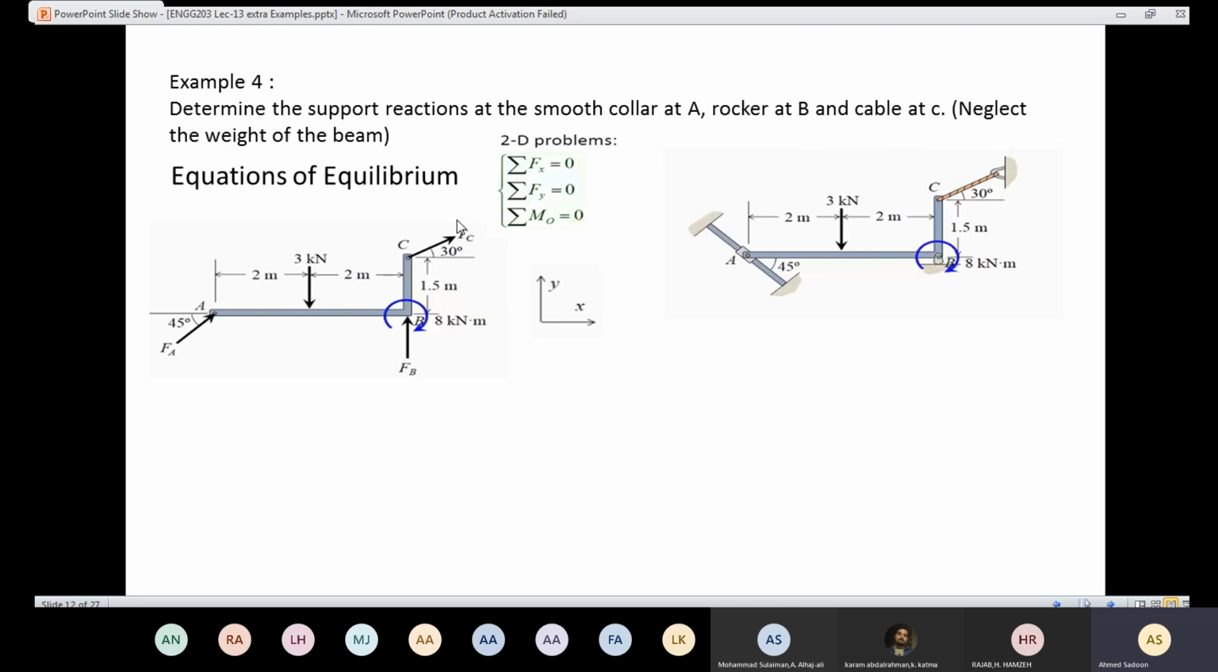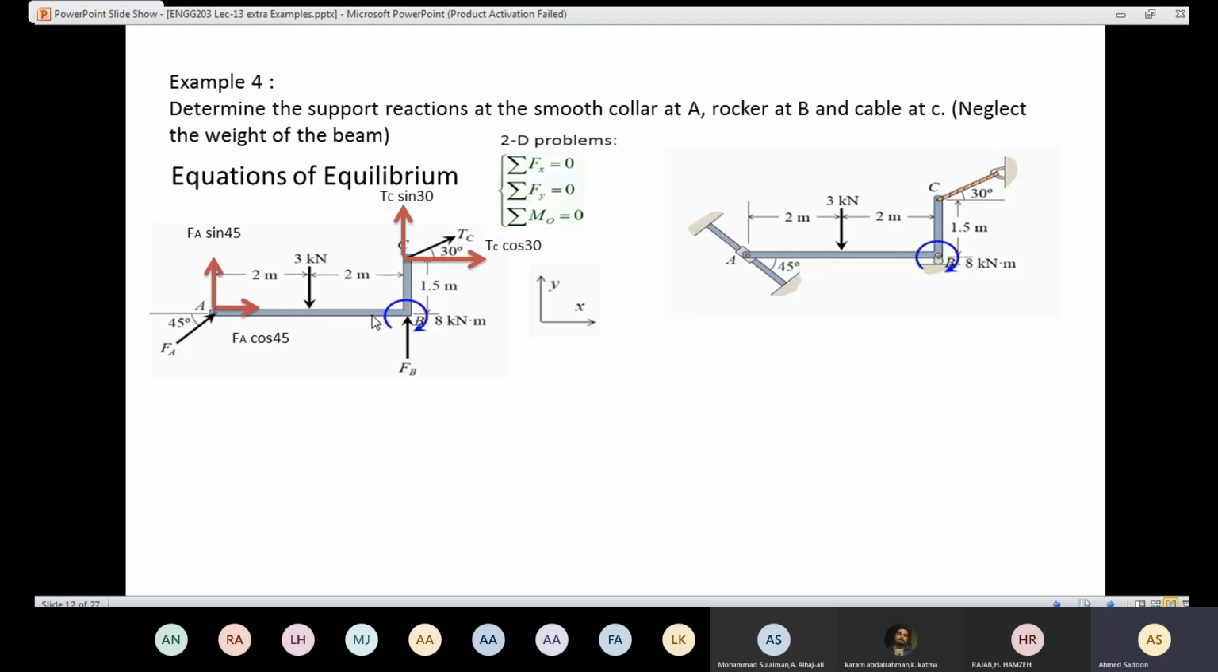In order to use those equations, we need to decompose all the forces, whether known or unknown, into X and into Y. This time, the tension in the cable at C needs to be decomposed into X and Y. The reaction acting on the smooth collar here also needs to be decomposed into X and Y. So FA is resolved into FA cosine 45 and FA sine 45. And for TC, we have TC cosine 30 and TC sine 30.